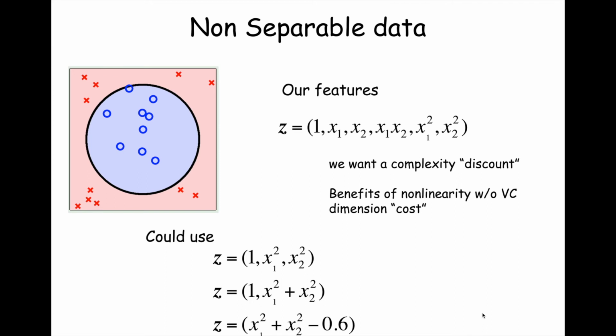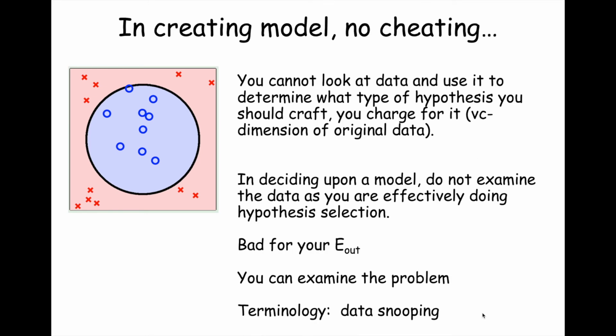So to address your question, how you choose it is either you don't look at the data and you choose one, or if you do look at the data, know that you have to pay the original cost of the 6-dimensional representation that you originally had. Does that make sense? Okay. Any other questions? No? All right. So it's bad for your out of sample error.